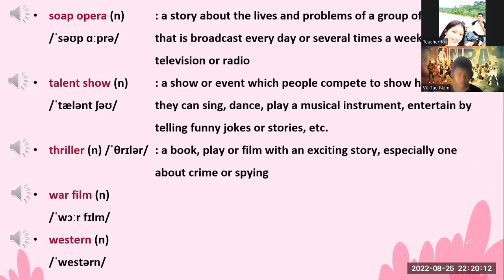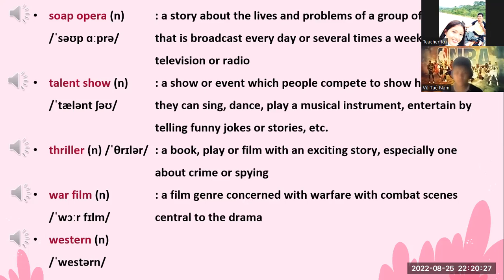Now let's have here war film. War film. Okay, one more time. War film. Okay, so a war film is a film genre concerned with warfare with combat scenes central to the drama.